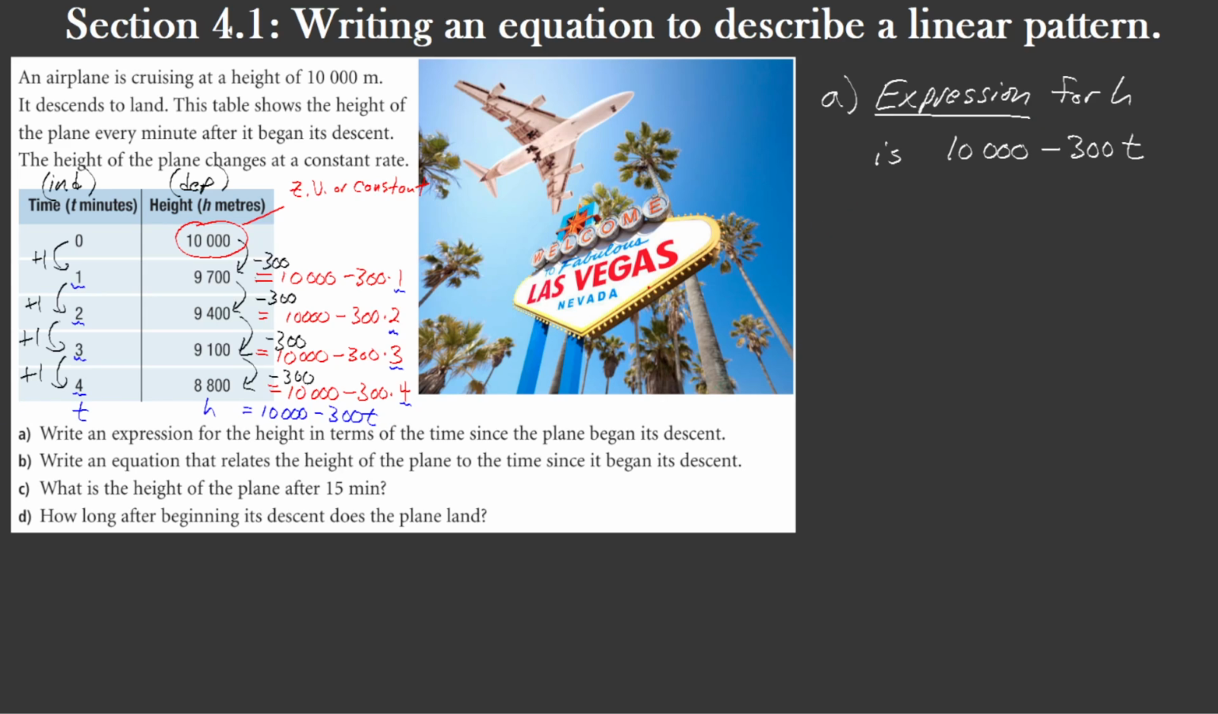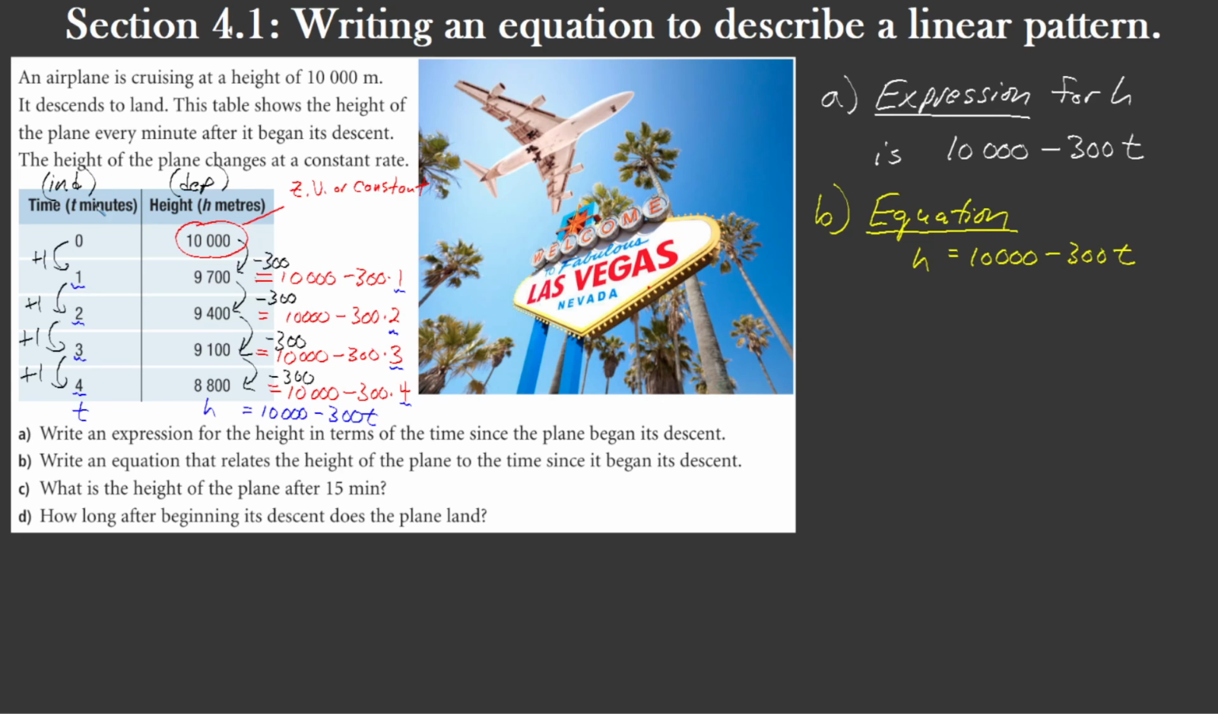And for B, our equation that relates the height of the plane to the time since it began its descent is going to be h equals 10,000 minus 300t. Right? So the expression doesn't have an equal sign. The equation does have an equal sign, and it brings in our dependent variable. So height equals 10,000 minus 300t. So remember, dependent and independent variable.